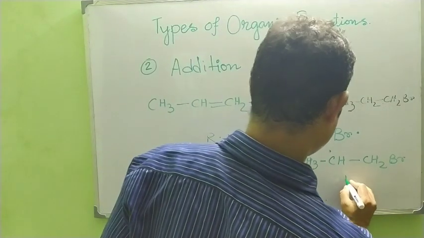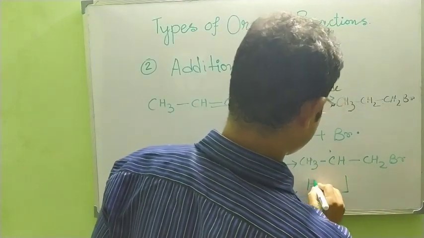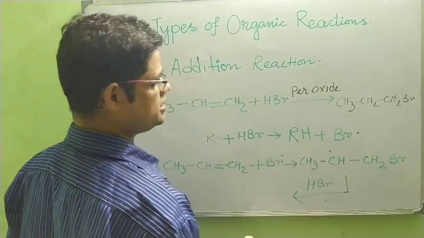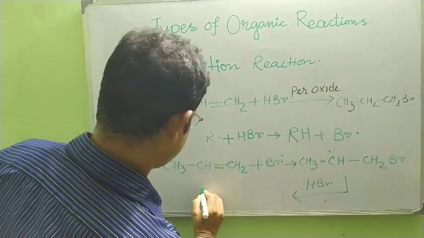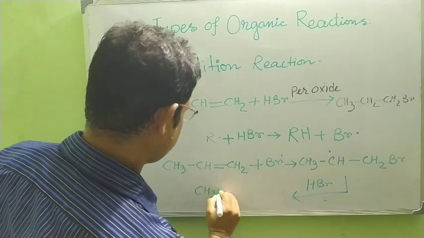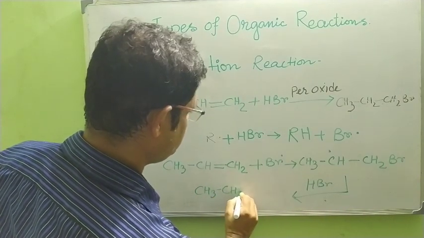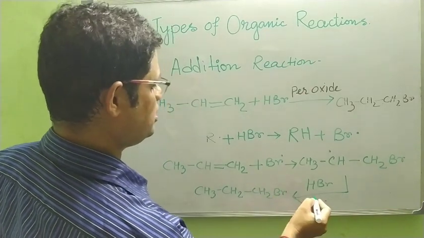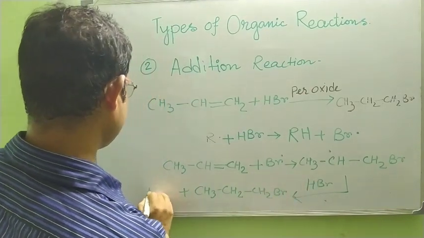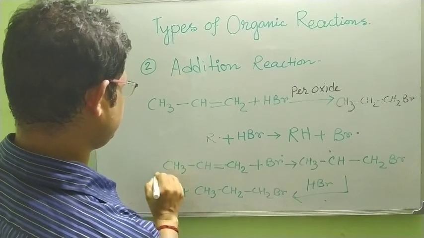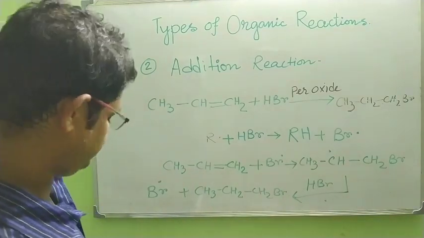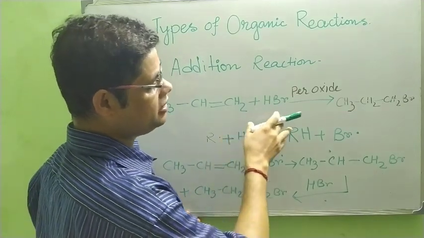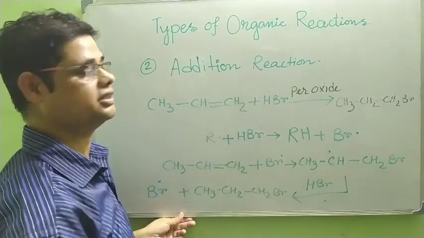Then this molecule reacts with HBr. Here H gets into this position. CH3, CH2, Br, and another bromine free radical is produced. So the reaction is a free radical addition reaction.